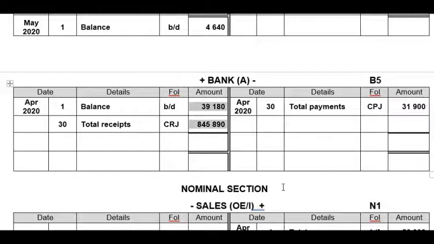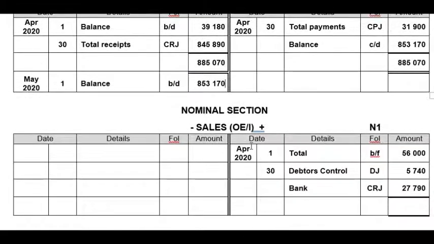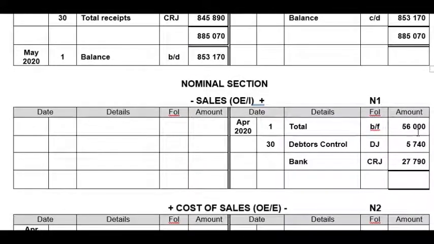And then the same with bank. You add these two values together to get 885,070 Rand. You write that value in both double lines. On the smaller side, you say this value minus this value gives you 853,170, which is the balance that you will carry down to the opposite side on the 1st of May, like that.